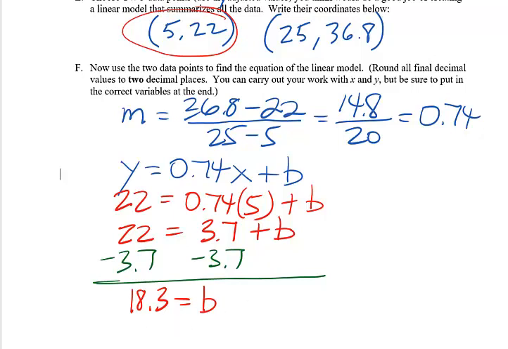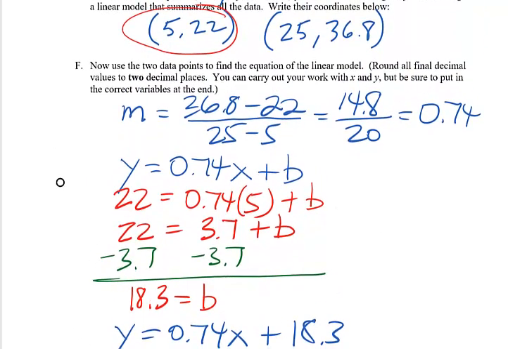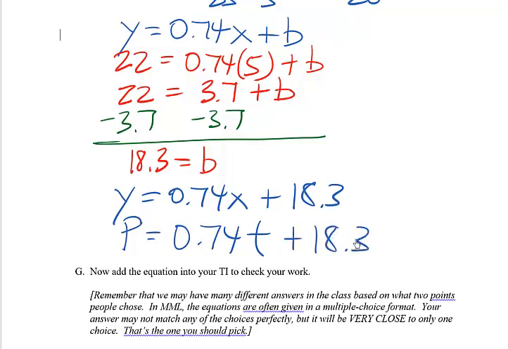So now we can write our equation down. Looks like our final equation, putting it all together, is going to be y equals 0.74x plus 18.3. I'm remembering, though, that I need to use the correct variables, right? We can carry out our work with x and y, but our variables in this problem are p and t, which means my final equation should say p equals 0.74t plus 18.3.